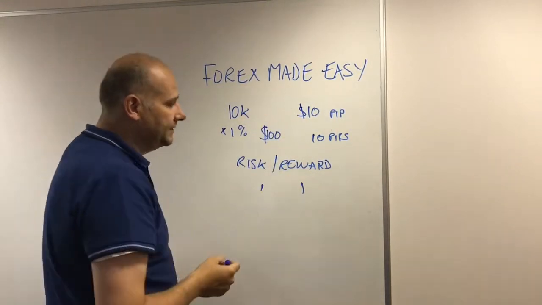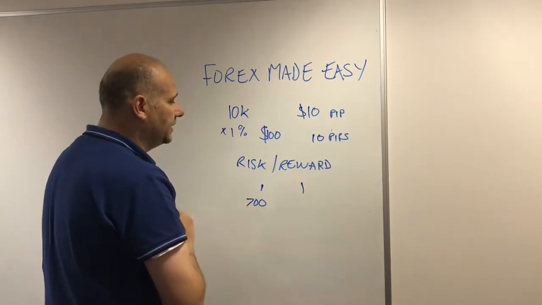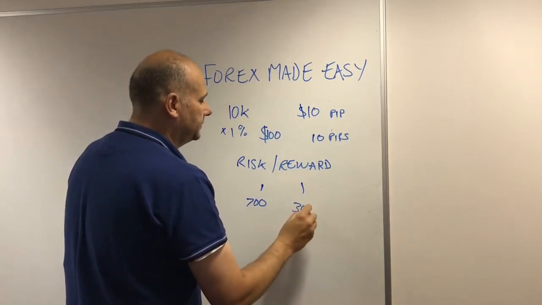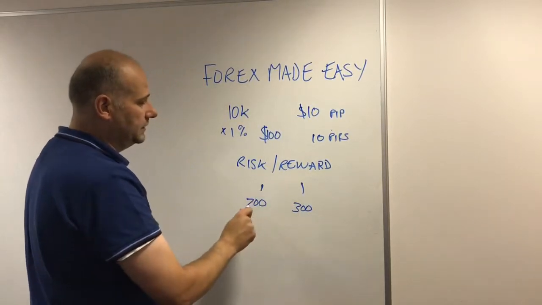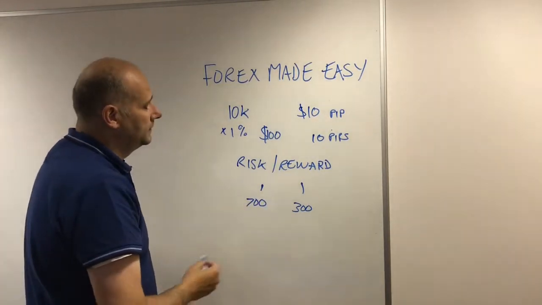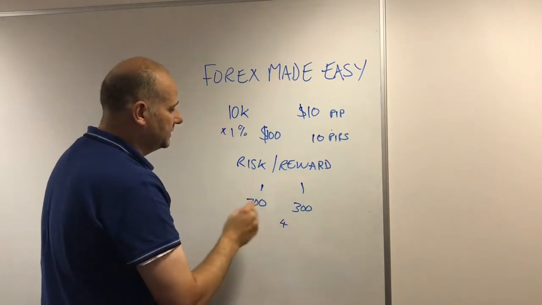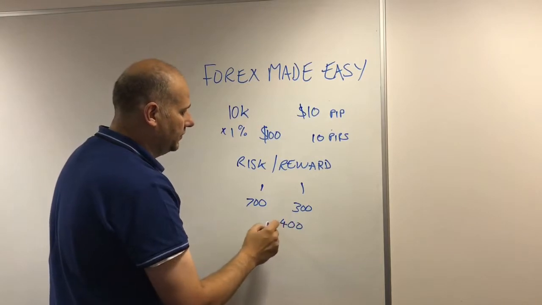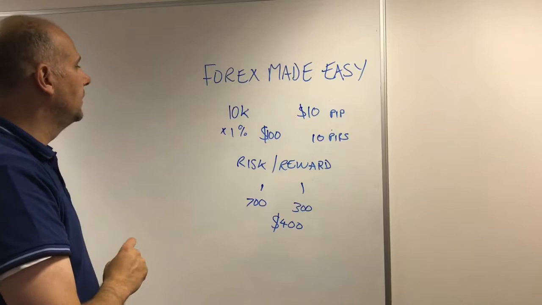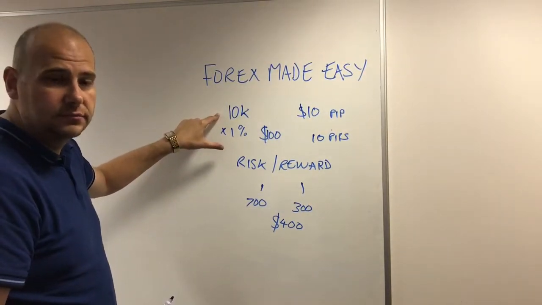So what does that mean? If you're right 70% of the time, it means you would win $700 over 10 trades, and you would lose $300 over 10 trades, yeah? You'd win 7, you'd lose 3 on that 70-30 ratio. So how much would you make over the 10 trades? Well, the difference, if you've won 700, you've lost 300. Over those 10 trades, you'd make $400, okay? Which is 4% growth on your capital.